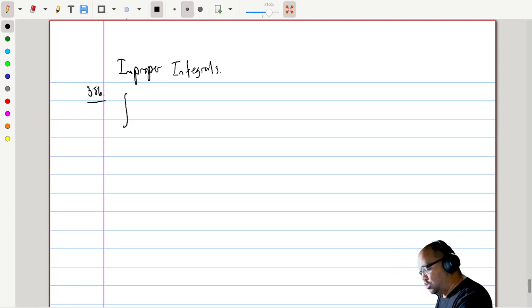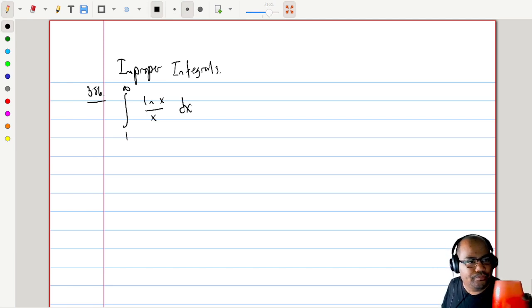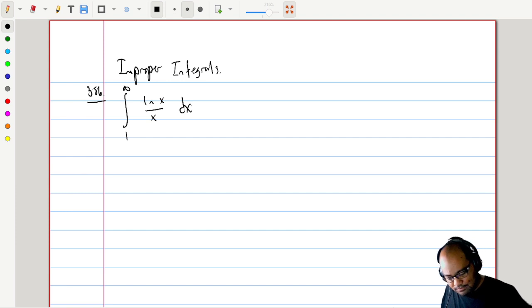Okay, integral from 1 to infinity of log x over x dx. Okay, this one's easy. I could definitely do this one. All right, so this one's an improper integral because we're integrating to infinity.